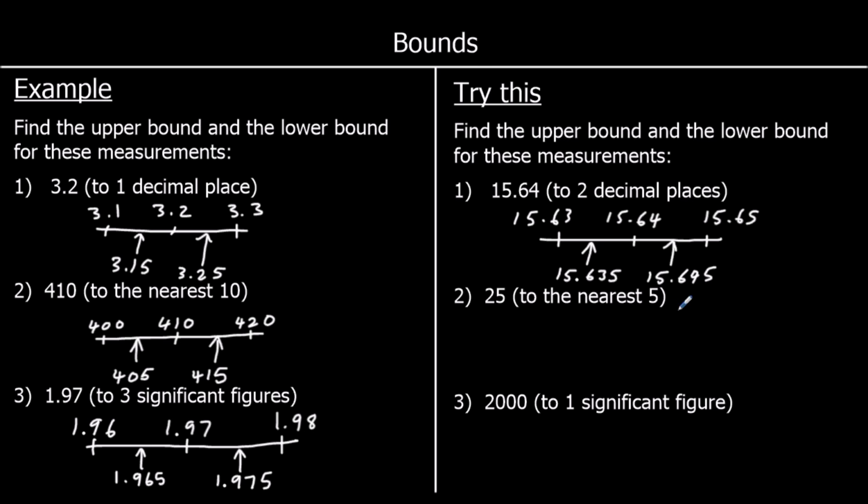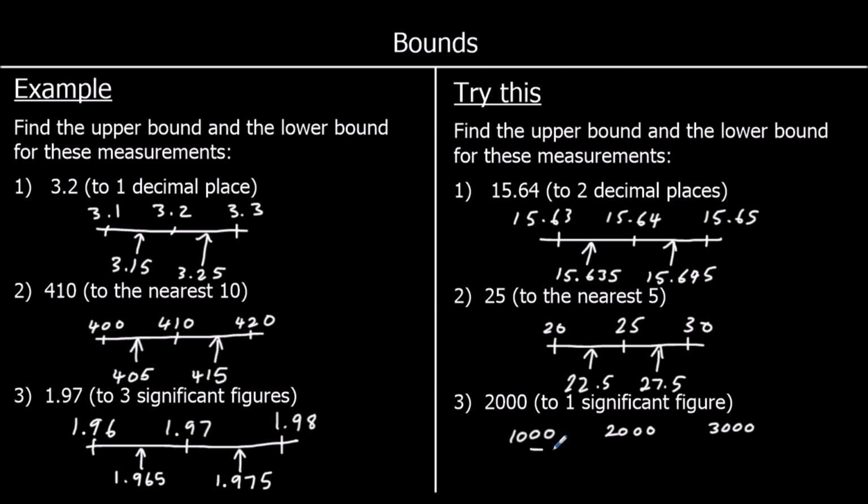25 to the nearest 5. So the one up is 30, the one down is 20. So our lower bound will be 22.5, and our upper bound 27.5. And 2,000 to one significant figure. So the one up is 3,000, the one down is 1,000. So our lower bound is halfway, which is 1,500, and our upper bound halfway, which is 2,500.